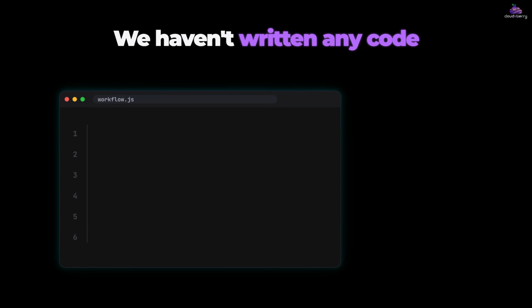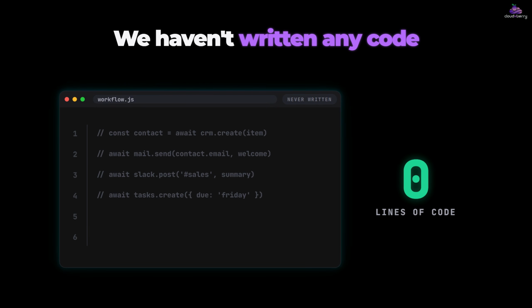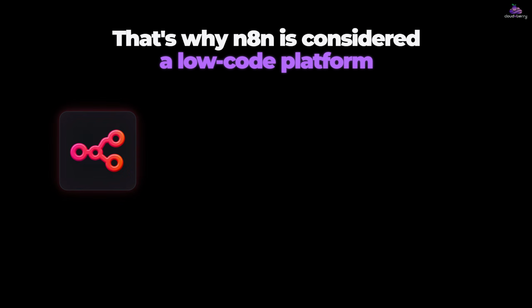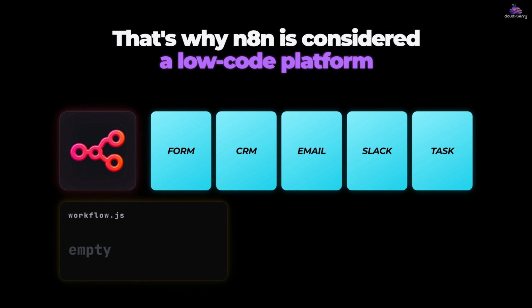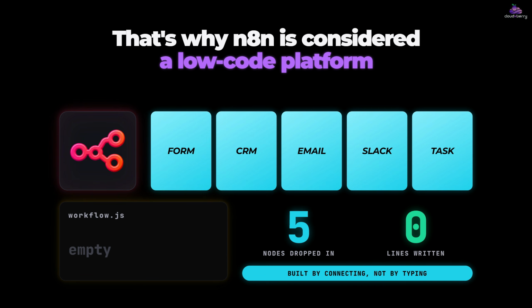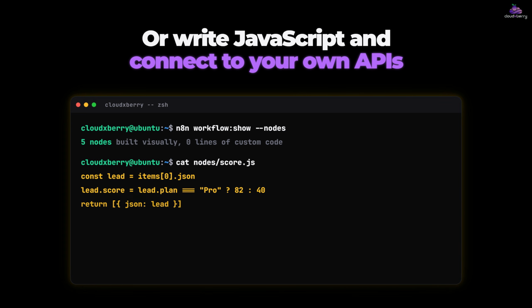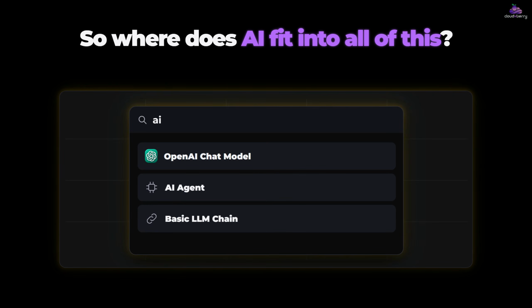You'll also notice something else. We haven't written any code. We've simply connected blocks together visually. That's why n8n is considered a low-code workflow automation platform. Most workflows can be built visually, but whenever you need custom logic, you can still write JavaScript or connect to your own APIs. So where does AI fit into all of this?